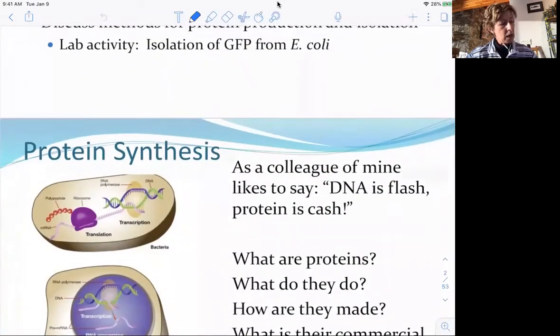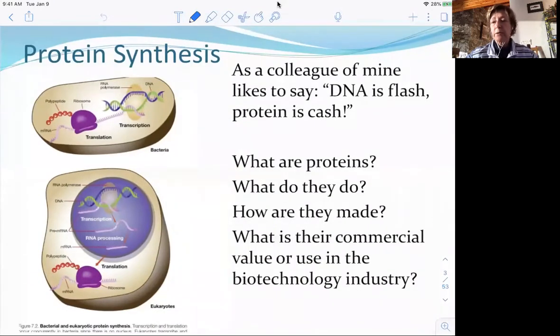So, a colleague of mine who's a biotechnology instructor likes to say that DNA is flash, but protein is cash. So, what do we mean by that? It turns out there is commercial value in proteins, and we'll talk about that. So, we want to first talk about what proteins are, what they do in the cell, and also their role in potential, as I said, disease treatment or other values. How are they made in the cell? And then, how do we use that process to then produce them in biotechnology? And then, what is their commercial value or use?